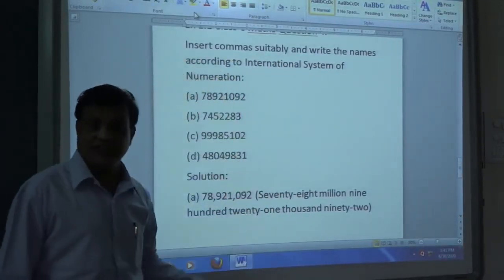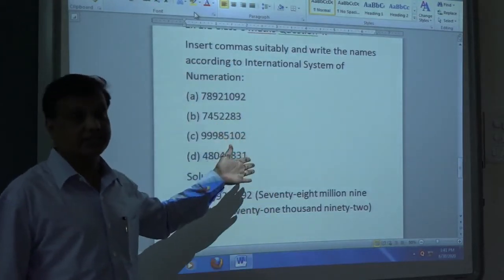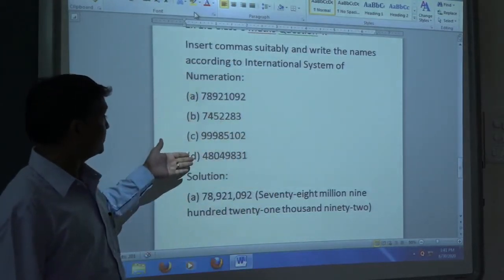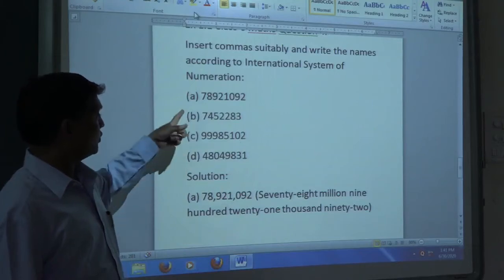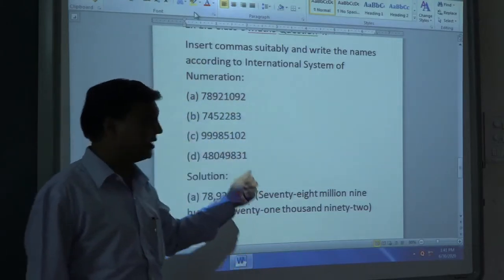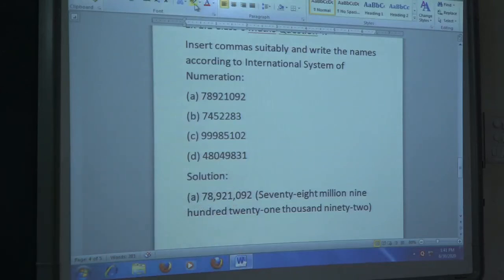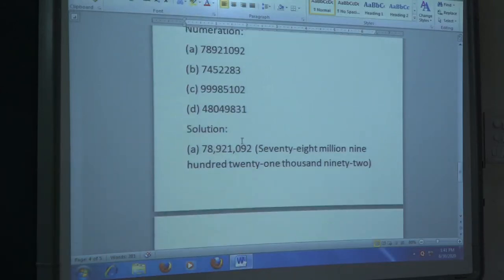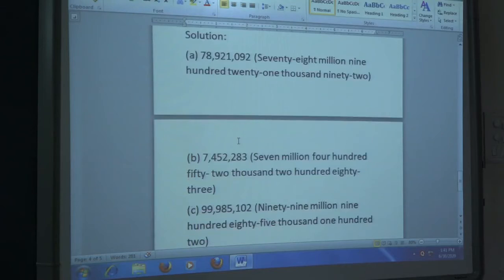Now we will see here: insert the comma suitably and write the number name according to the international system of numeration. Before this we saw the Indian system, now this is the international system. Here the questions are given. There are four questions. In these four questions, numbers are given and we are writing the number names. Now one by one we will see how to write the number name. Here, if you see the first question, the number is given.